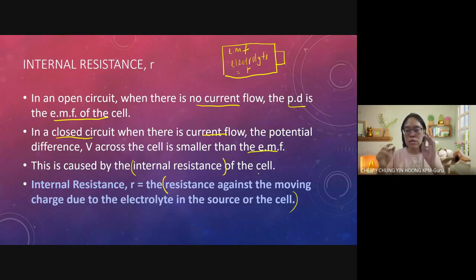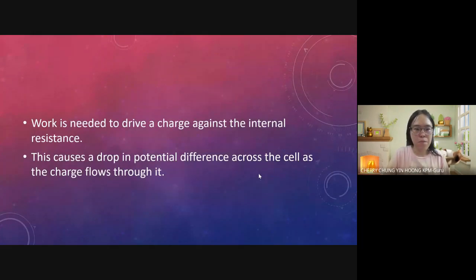Remember, EMF and internal resistance are both inside the battery. So what is needed to drive a charge against the internal resistance?